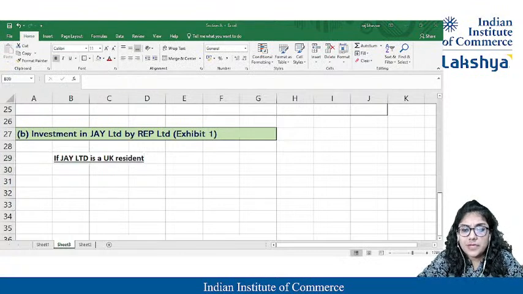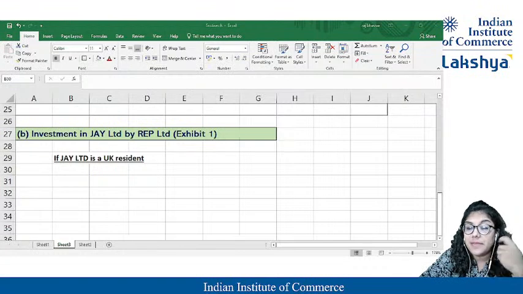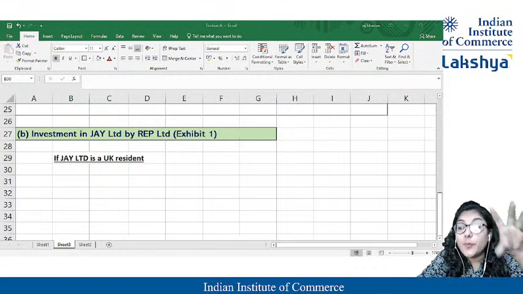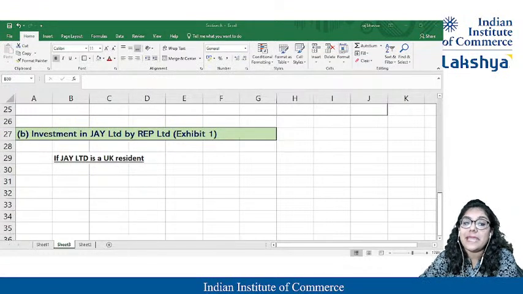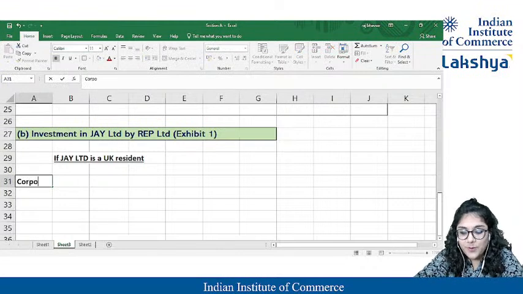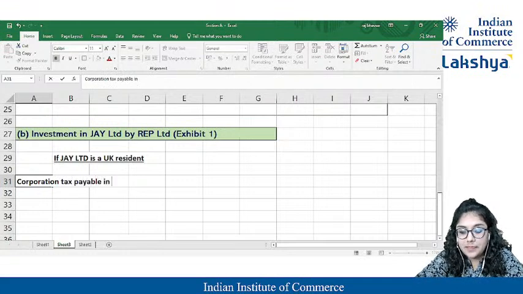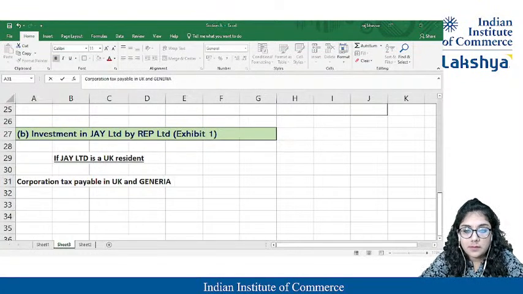So students, if you check the question, there are two things. First of all, we are supposed to give them an answer in the matter of corporate taxes payable in UK and in Nigeria. First write that. What will be the situation of corporate tax? Corporation tax payable in UK and Nigeria, in terms of profit.